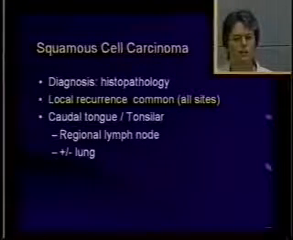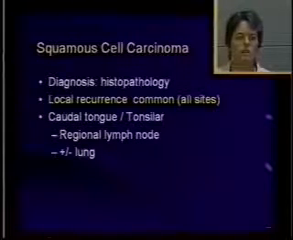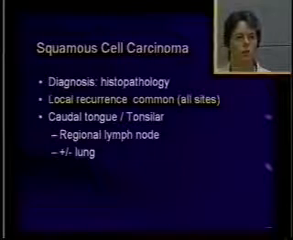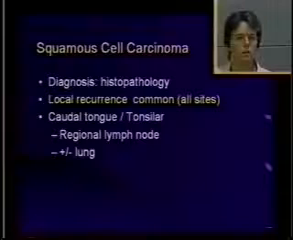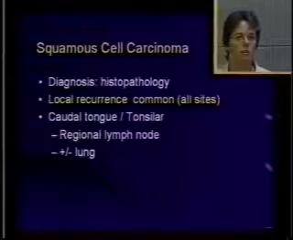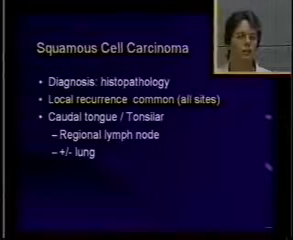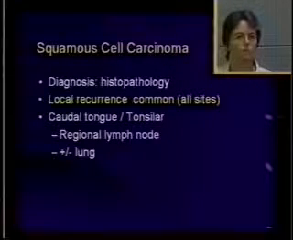It's a pretty aggressive tumor. Local recurrence is very common at all sites, and tumors that involve the caudal tongue or the tonsils tend to spread to the regional lymph nodes and then often spread to the lungs. So these can be very difficult tumors. We like to catch them early on and treat them aggressively because, as we said, the smaller they are, the more likely we are to be able to remove them surgically to try to reduce the local recurrence rate.